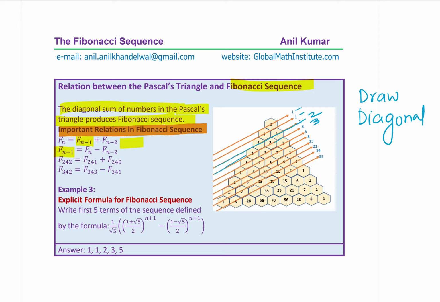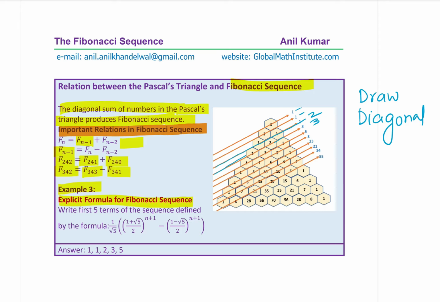Okay. So based on this, we have two examples. If I have to write what is F of 242, well, it is the sum of F241 and F240, the previous two terms. However, if I rearrange it and write F of 342 in terms of F of 343, then I have to take away F341, right? So that is how we could do it. Now for your record, in example 3, what we are doing is sharing with you a formula. It is the explicit formula for the Fibonacci sequence.